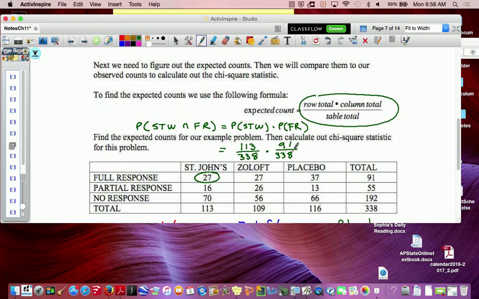Now the reason why this works again is because it's independent. That's one of the conditions. Now this is a probability, but I want an actual count, so I have to multiply by 338. So one set of the 338s cancels out, and you'll start to see row total times column total. I apologize, I flipped those around. This would be row total times column total divided by table total. Notice how those numbers are matching up right there. So this is a quick way of doing it, but this is why it works the way it does.